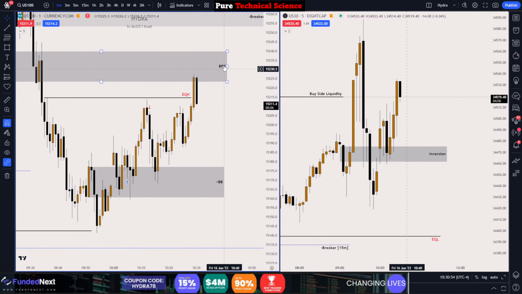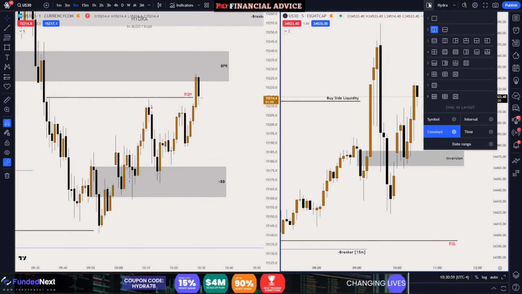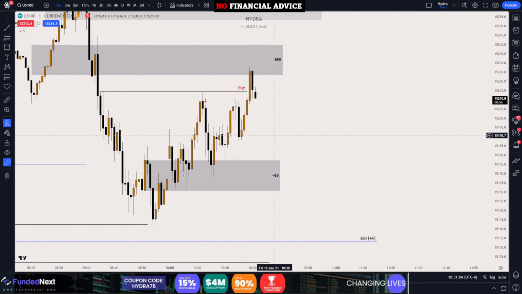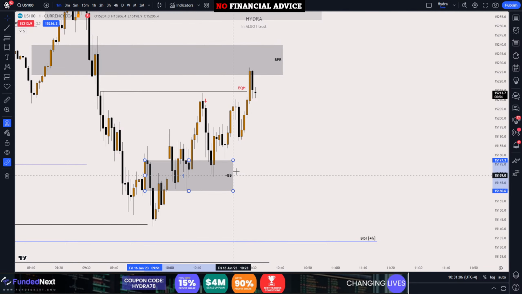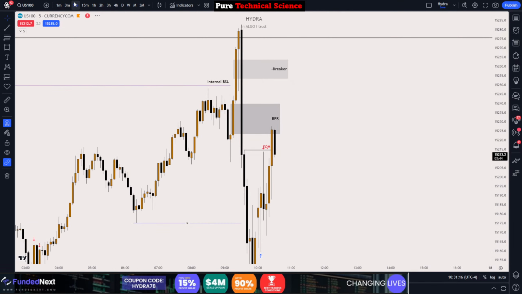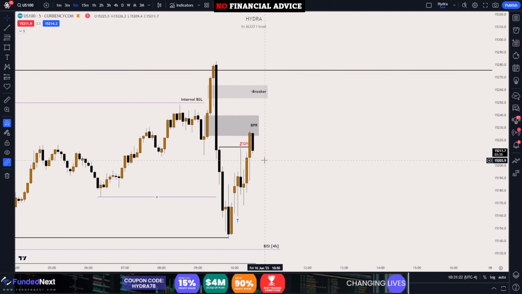So price hit our premium PDRA, the BPR that we were targeting. I do see relative equal lows here. Do we have a breaker block here? Yes, this last down close candle, we can expect to see this down close candle working as a breaker block, but let's see if price wants to reject from this BPR first, or if it wants to go higher. I think it will reject from here.